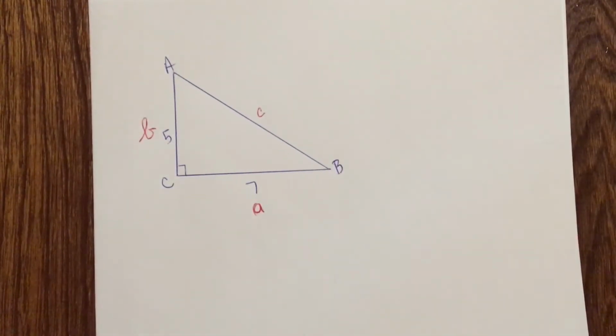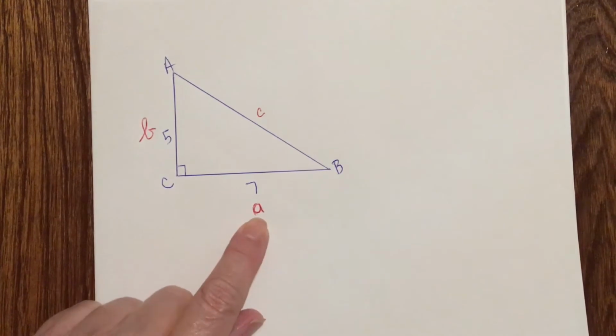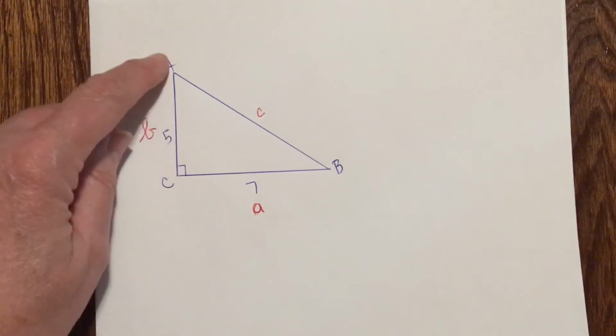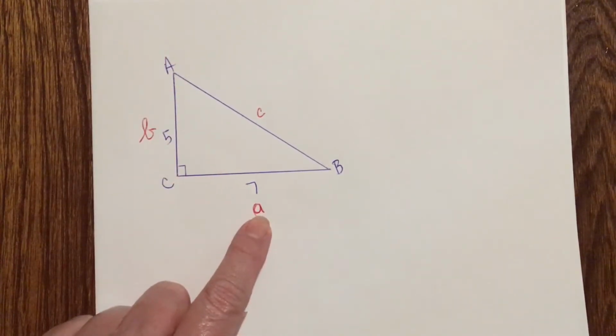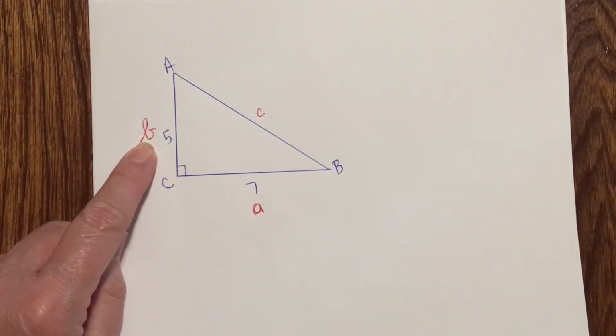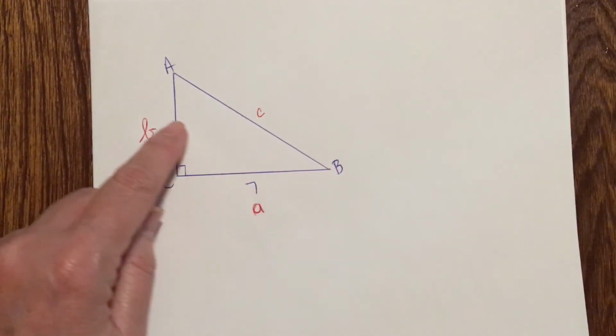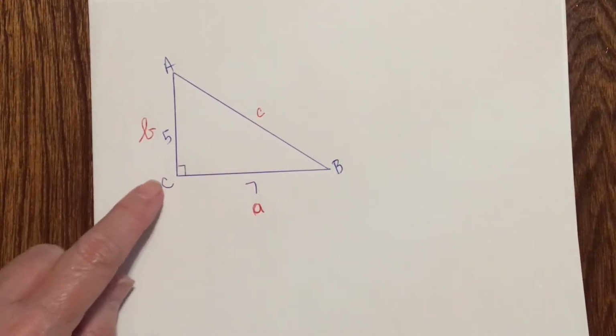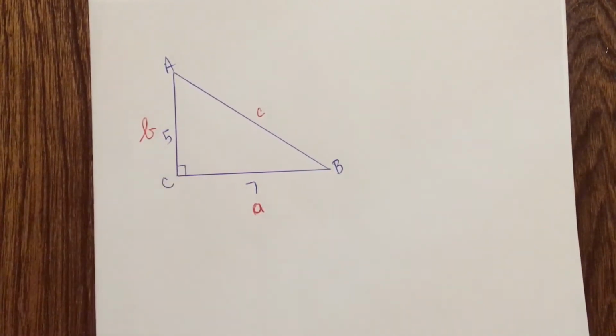Something you might not have realized is the way I've labeled it is the conventional way to label a triangle. If I'm using the lowercase letters for the sides, I'm going to use a lowercase a for the side that is opposite from angle A, a lowercase b for the side that is opposite from angle B, and a lowercase c for the side that is opposite from angle C. Generally, this is how we'll label our triangle.